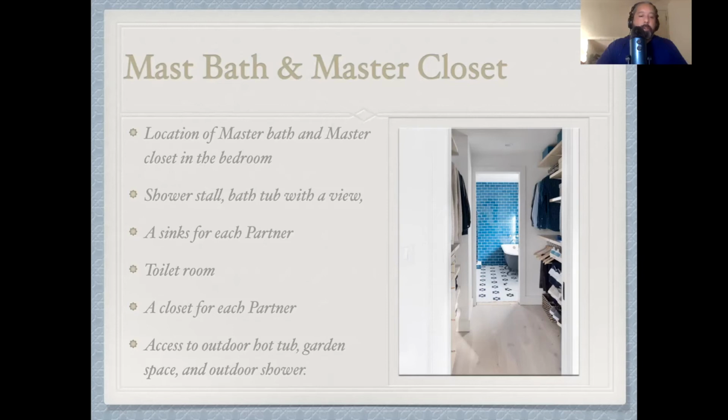Ideally, you would have a closet for each partner. And again, the closet size depends on the partner and how much clothes they have and what they're using it for. Ideally, you would have access to an outdoor hot tub, a garden space, or an outdoor shower so that you don't have to go around the house to utilize those spaces. You can just leave right outside of your master bedroom.